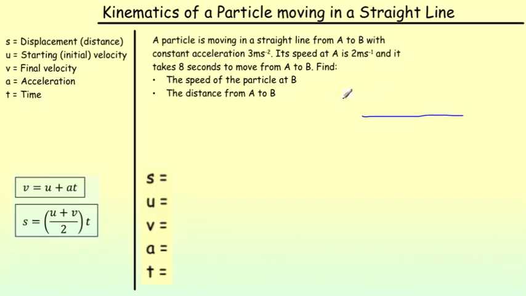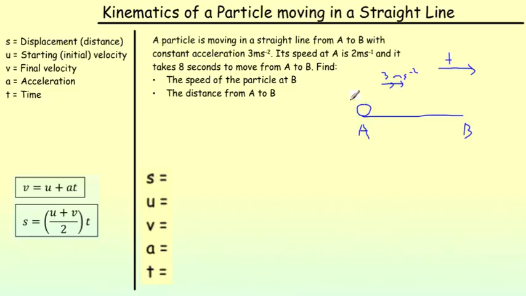So we have a particle starting off here on the left at A, moving in a straight line over to B. I'm going to take the positive direction from left to right. We know the particle is moving with a constant acceleration, which we are again measuring in the positive direction, from left to right, of 3 meters per second squared.